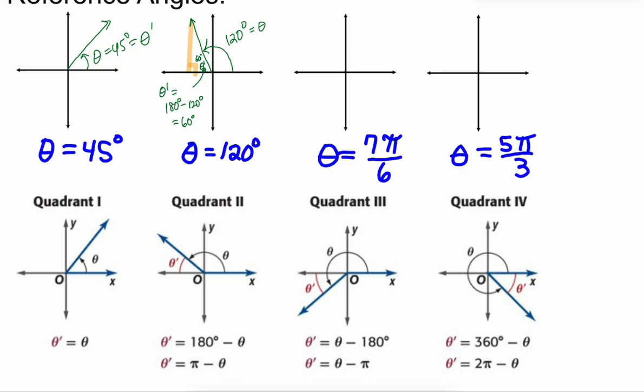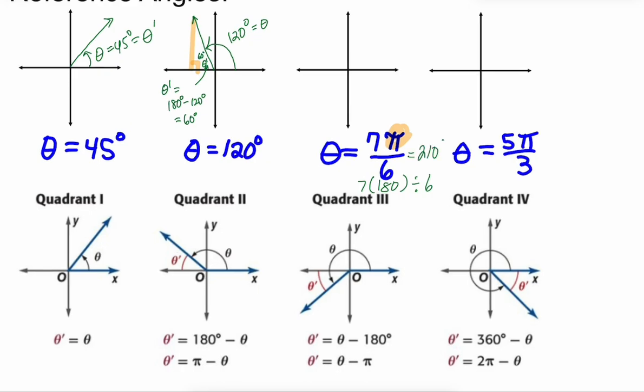Every single pi is worth 180. So this is really just 7 times 180 divided by 6. Now, 6 does go into 180 30 times, so 7 times 30 is 210. So a 7 pi over 6 is the same as 210 degrees, okay?